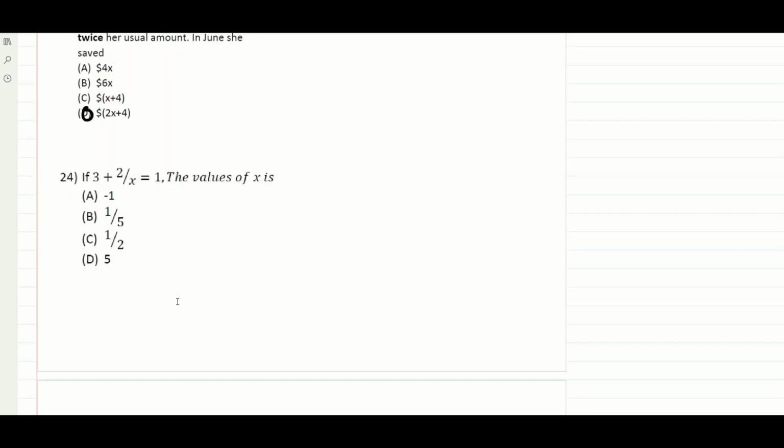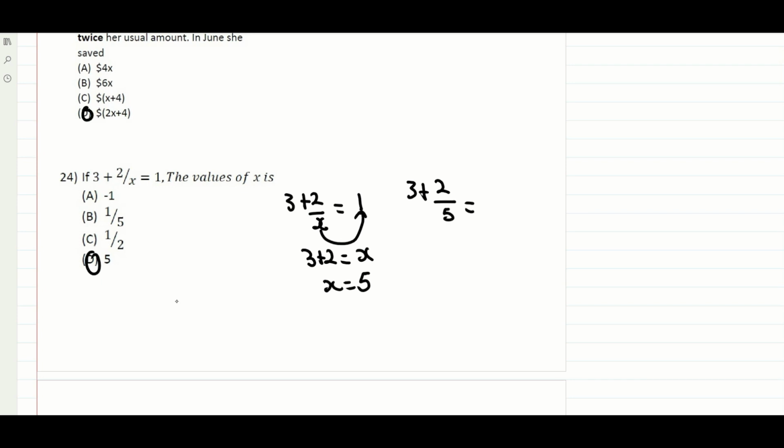Alright, this one we also did. Anyway, let's do this. That's 3 plus 2 over x is equal to 1. So I would carry across, divide by x will turn to multiply by x, so 3 plus 2 is equal to x, so x is equal to 5. So the answer is D. Or you can just take these values and put it in. 3 plus 2 over 5 is equal to, oh, okay, is equal to 1.